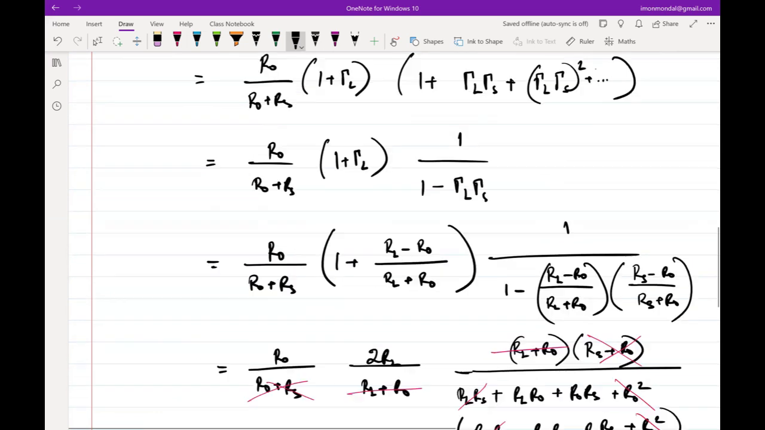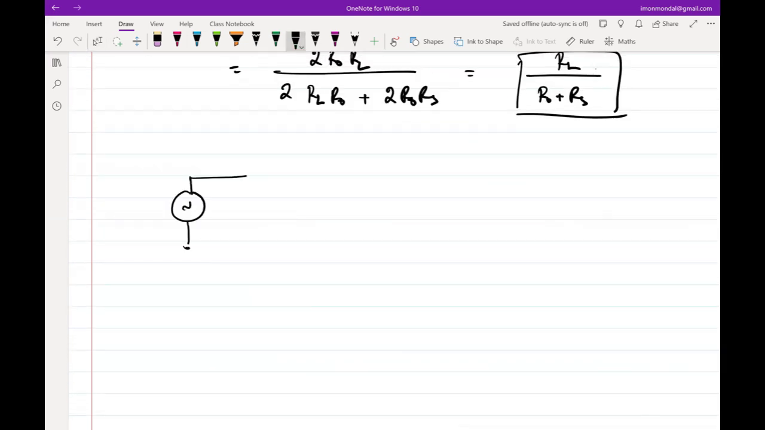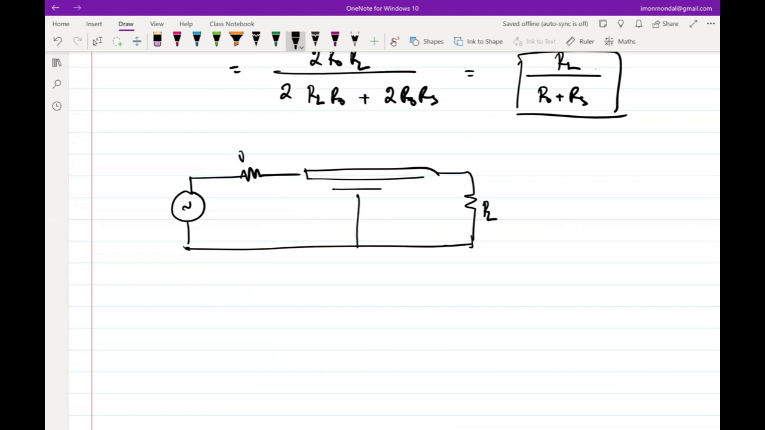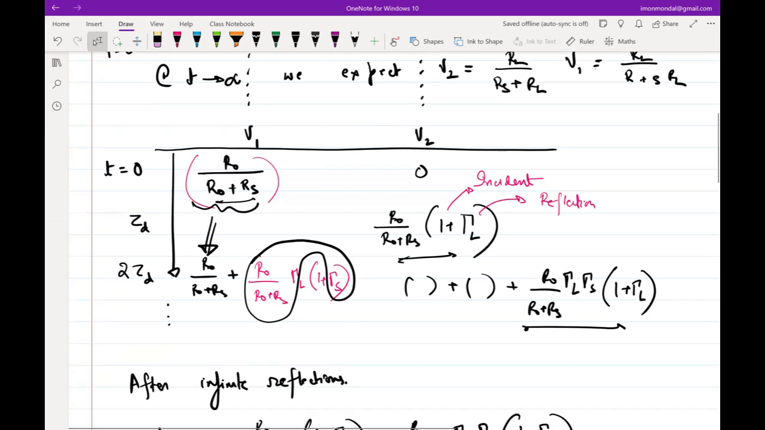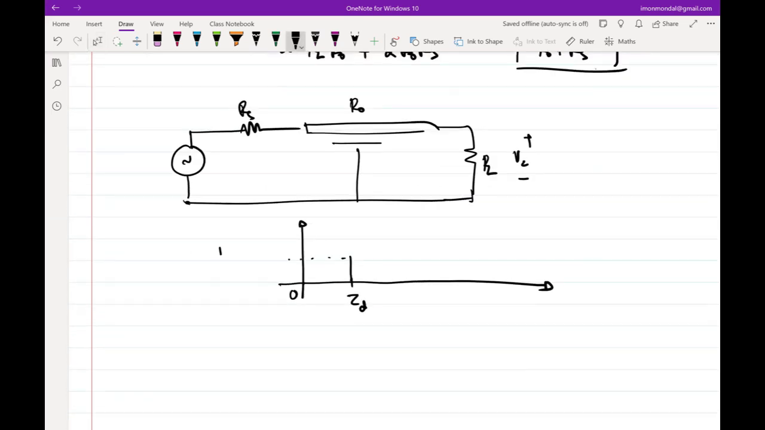So let me redraw it here. So at V2, what are we going to see? At 0, we are going to see 0. After tau d, I am going to see a step. And what will be the height of that step after tau d? It will be R naught by R naught plus RS times 1 plus gamma L, right? So this will be R naught by R naught plus RS, 1 plus gamma L.